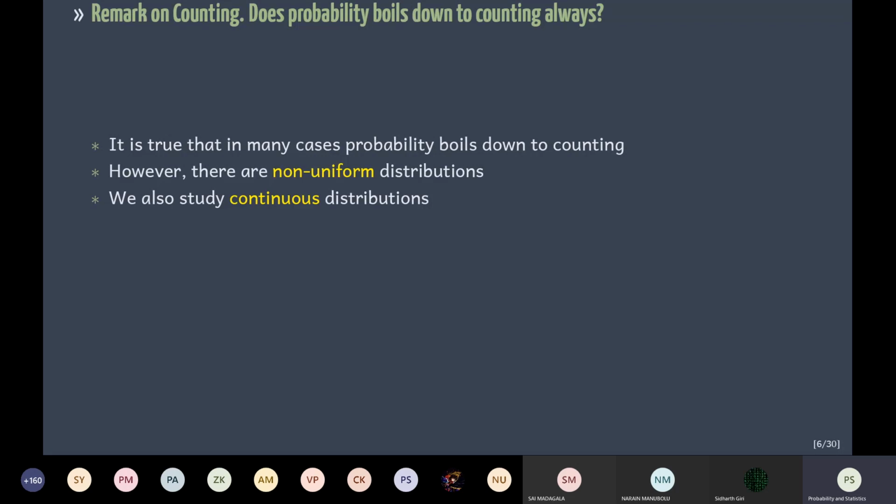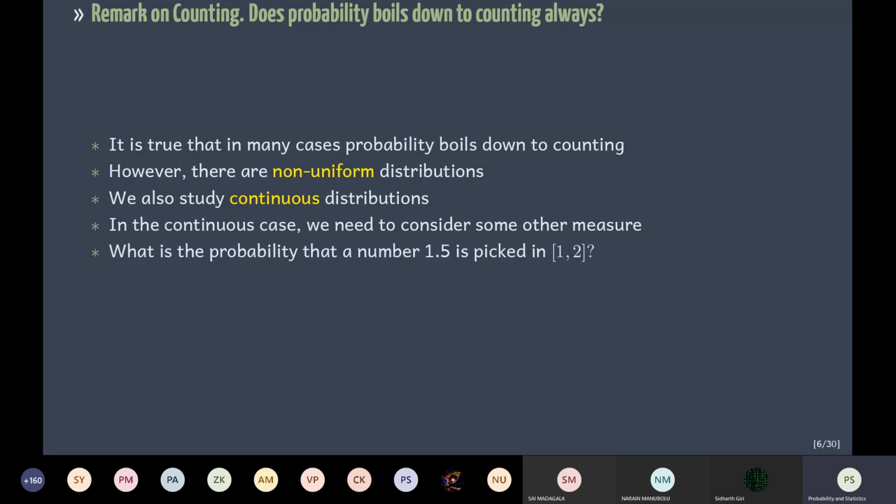We will also study continuous distributions where counting doesn't work. Counting doesn't make sense in the case of continuous distributions. So we have to do something different. In the continuous case, just to give you an idea of what could happen, this is a closed interval. If you remember in the first class, this is a closed interval that takes all the real numbers from 1 to 2. And we are asking what is the probability that the number 1.5 is picked in this closed interval 1 to 2.